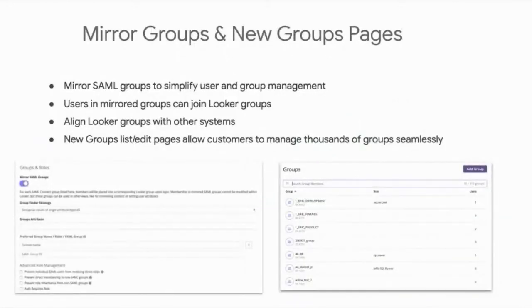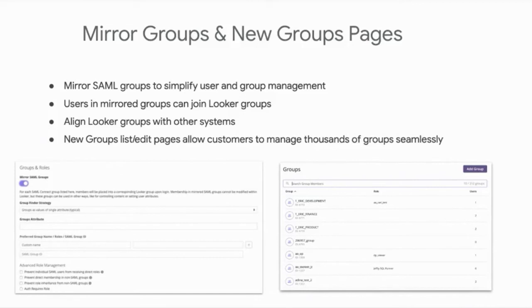Another capability that we've released is called mirror groups. This allows you to take groups that you've already defined in your identity system outside of Looker and use those to control permissions to what happens inside of Looker. This happens using SAML attributes. So these are attributes that are sent along when your users authenticate and then are moved into Looker.